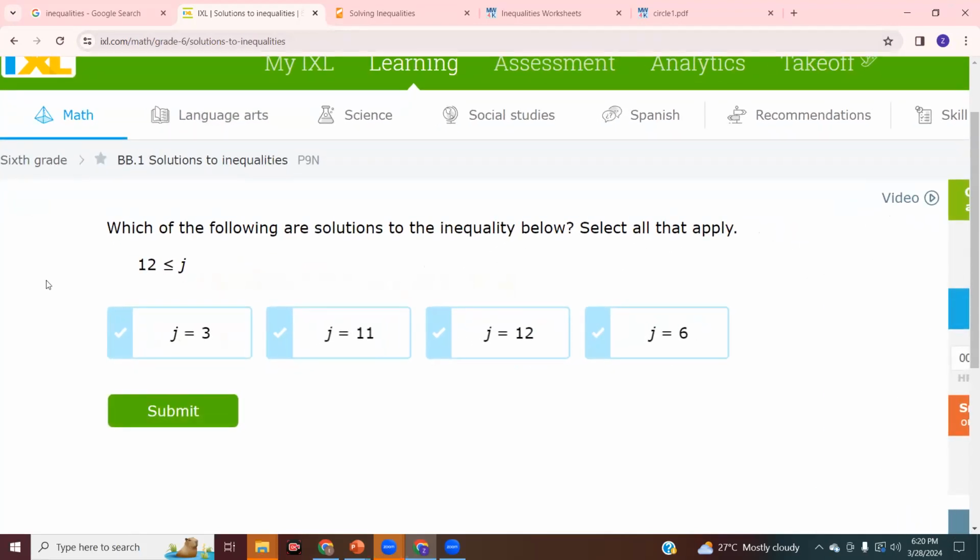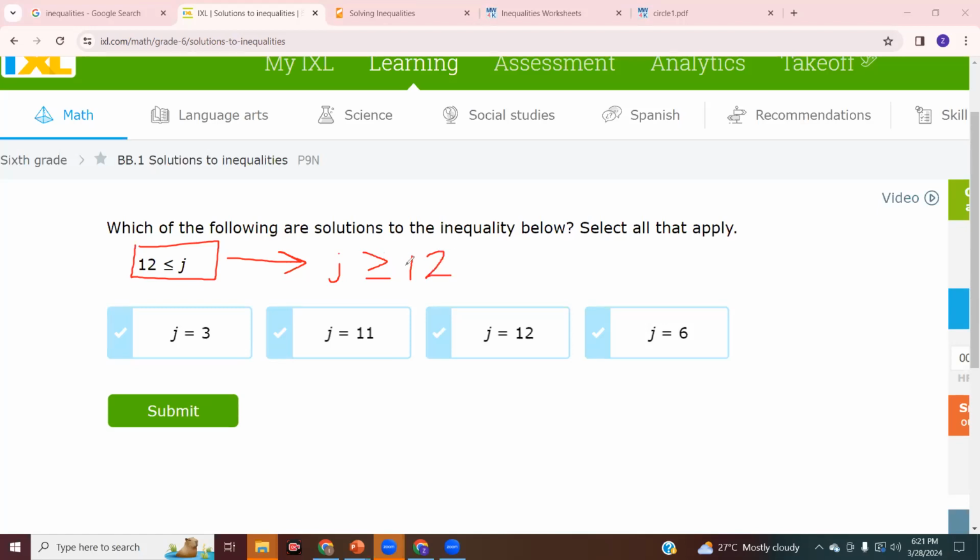Okay, good. Now we have that 12 is less than or equal to J. How are we gonna write that down? 12 is less than or equal to J. What is that? That is J is more than or equal to 12. Very good. J is greater than or equal to 12.